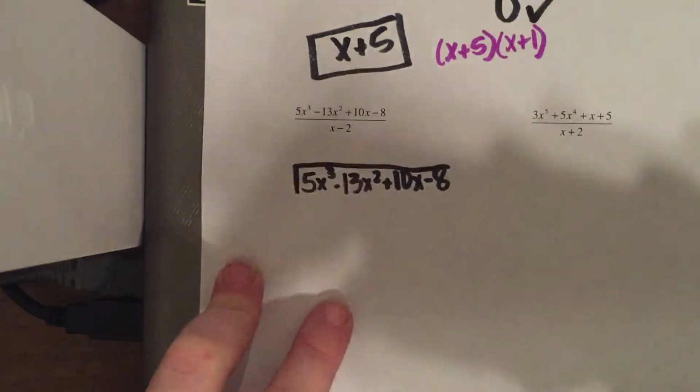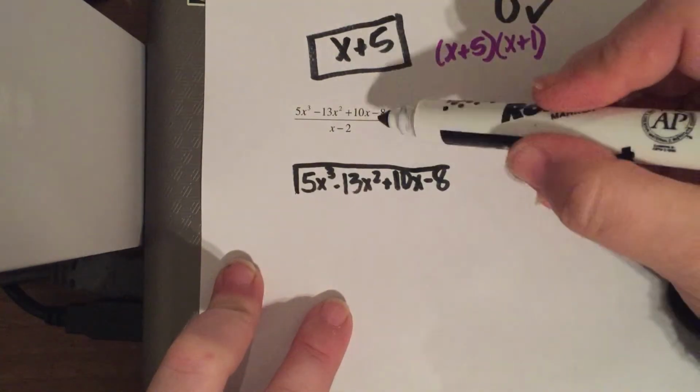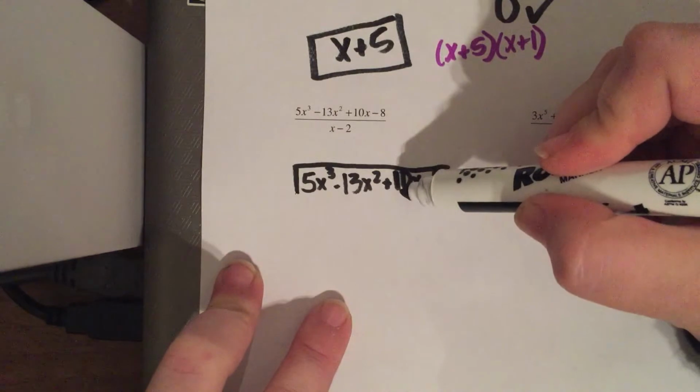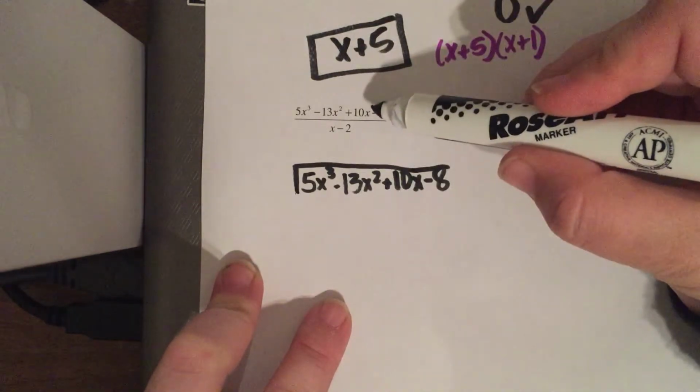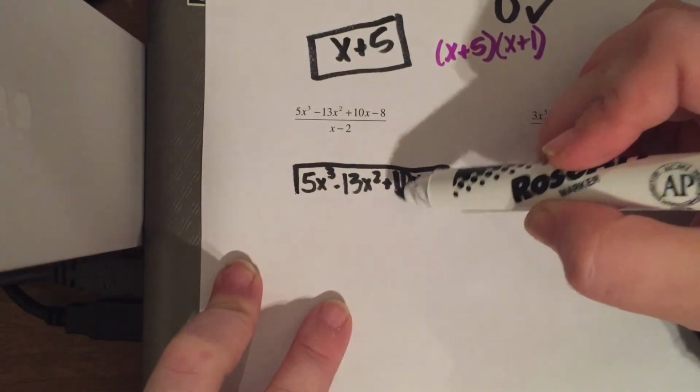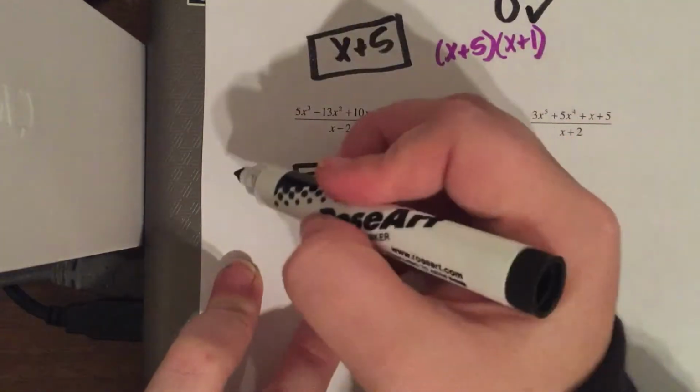Okay? Didn't do any math yet. All I did was I rewrote it using my long division sign, and I put the top number on the inside. Now my bottom number goes on the outside.